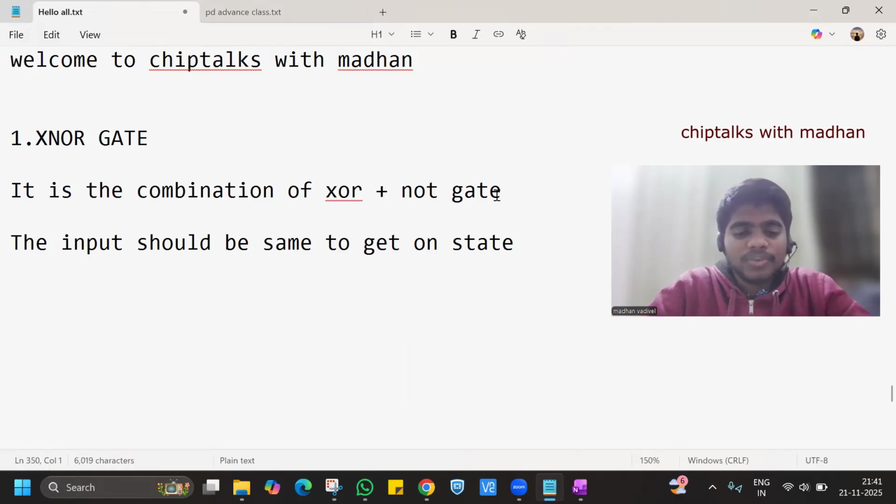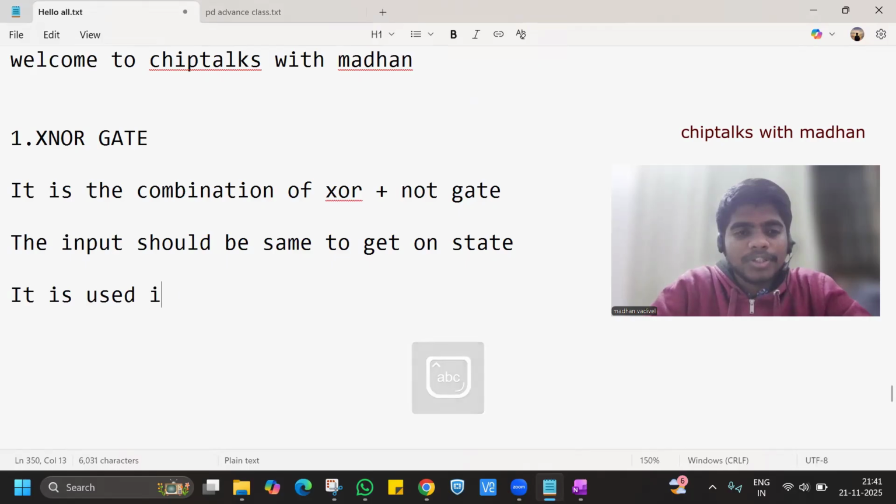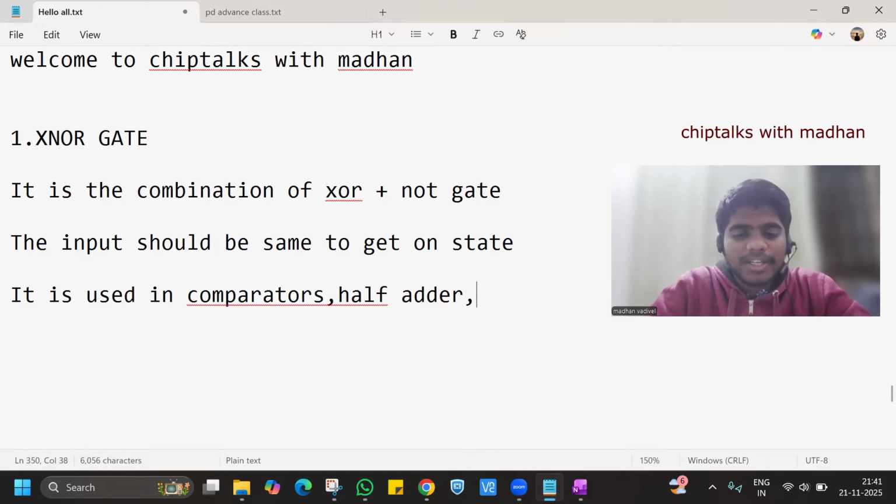Next, it is used in comparators, adders, etc. Many circuits. So let's see the operations and its truth table.